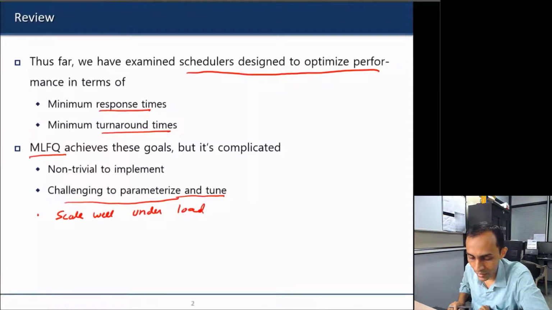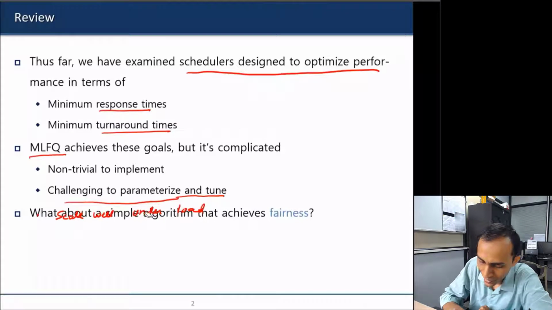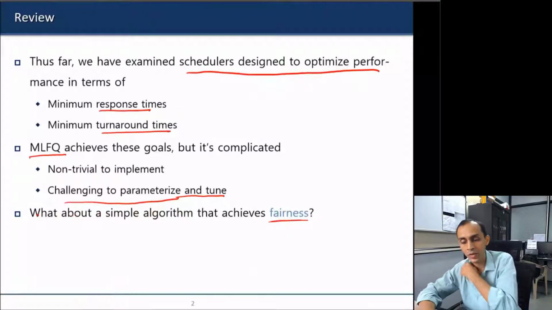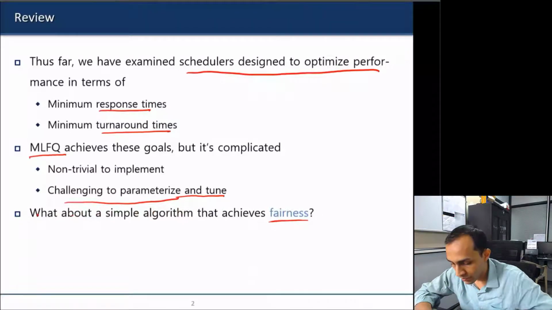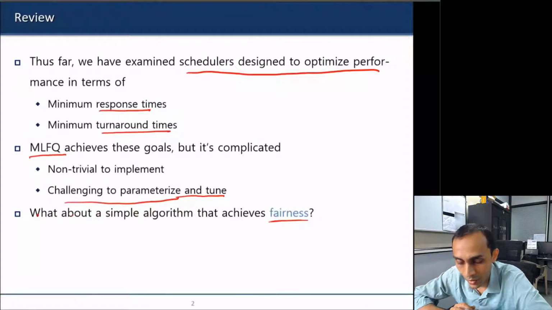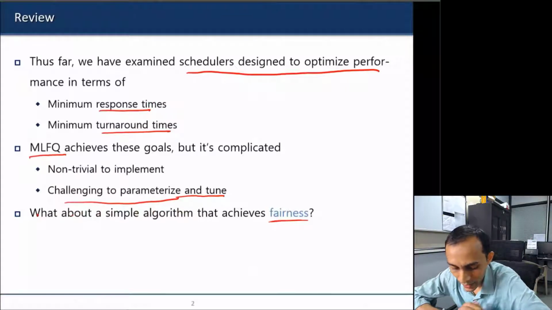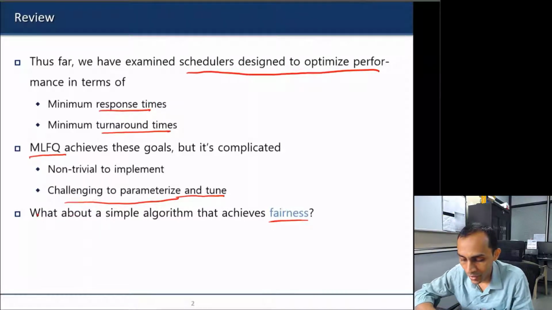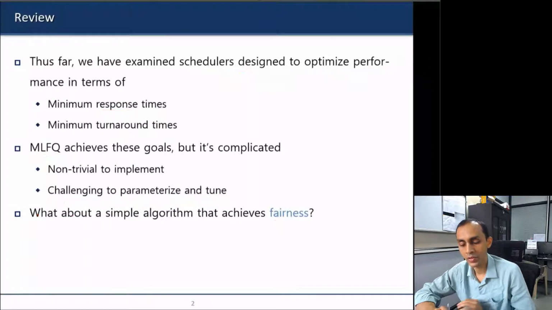So are there any algorithms which are simple to implement, and which can scale well under load? We'll see that strategy now. That algorithm tries to focus on fairness instead of worrying about response time, turnaround time, and all that. It tries to be fair enough to processes, and in turn, indirectly, it will try to optimize response time also. We'll see that. But the main focus is fairness. It tries to be fair to processes.